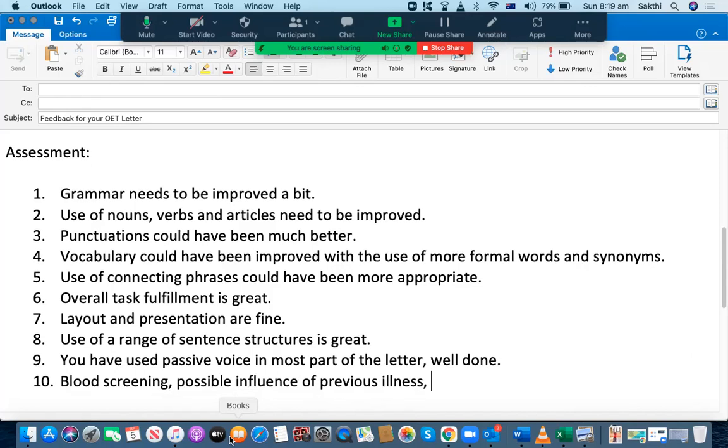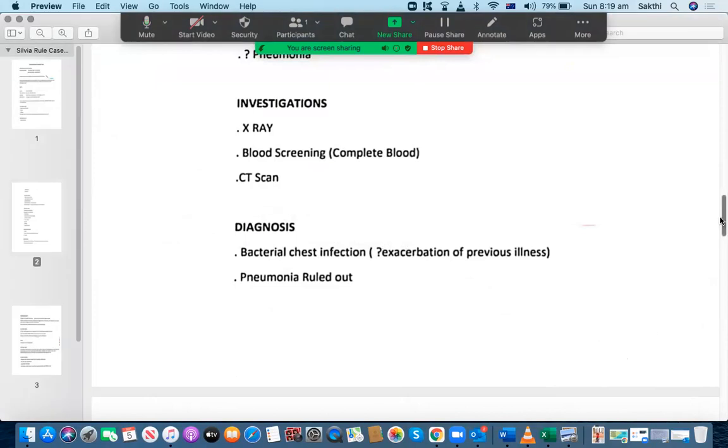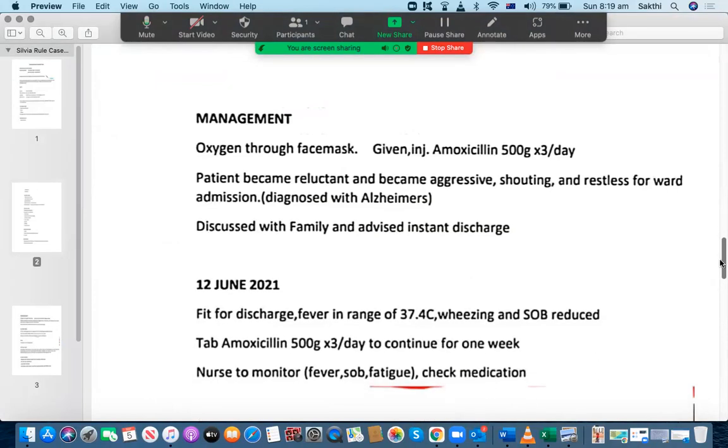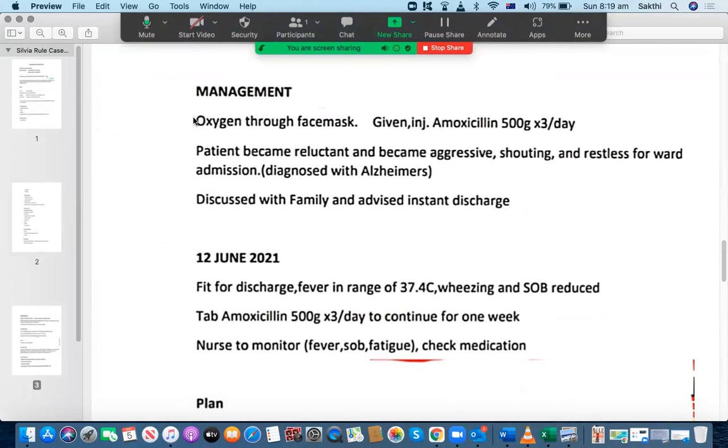So you should have included this one. That's another issue. All right, let's go ahead with the next one. Oxygen through face mask. I don't know whether you have included this one or not. You have mentioned only the oxygen. You didn't say through face mask. Is that via face mask? You can change through to via. Okay, via face mask. Given injection amoxicillin, that's fine.